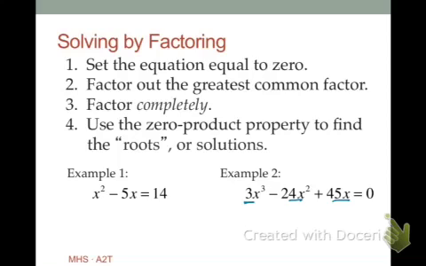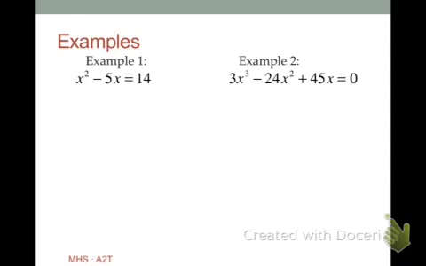Finally, we understand the notion of the zero product property, which says that if a times b is equal to 0, then either a is equal to 0 or b is equal to 0. One of them has to be equal to 0. So we can set each of them equal to 0 separately to find our solutions. So let's work some example problems.